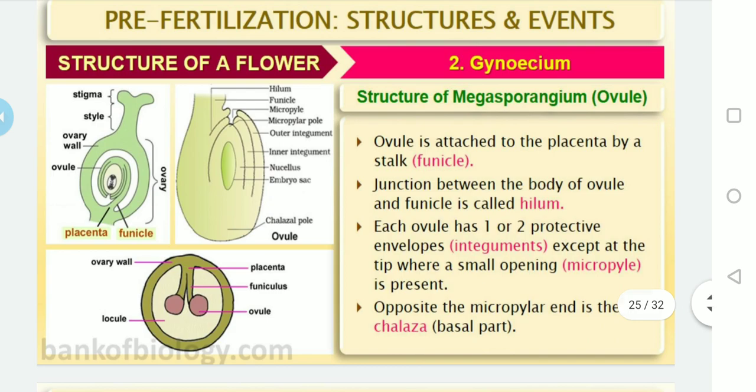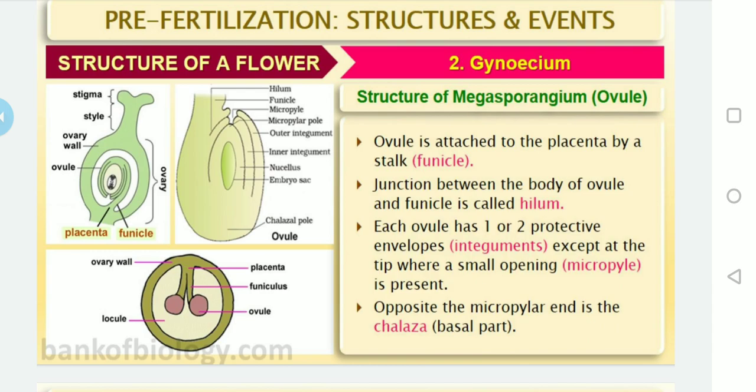Then let us discuss the structure of the megasporangium. The megasporangium is also commonly known as the ovule. In the examination, they can ask to write the structure of the megasporangium, which means the ovule, or write the structure of the ovule, or of a typical ovule or anatropous ovule. The diagram given in NCERT is the best one and easy to write. Let us start the discussion.